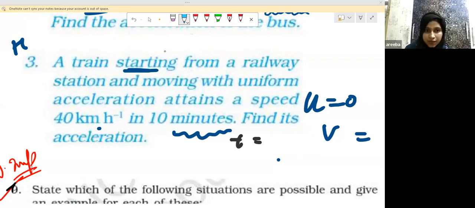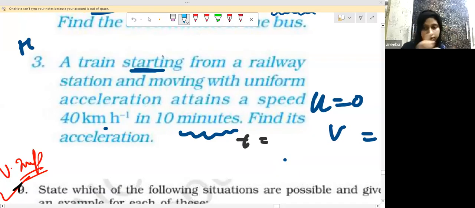So what you can do, you can take the screenshot of this question and leave a space, write it later on. Right now, you simply have to solve this one, okay? And be careful with the numericals. Don't make calculation mistakes, okay?